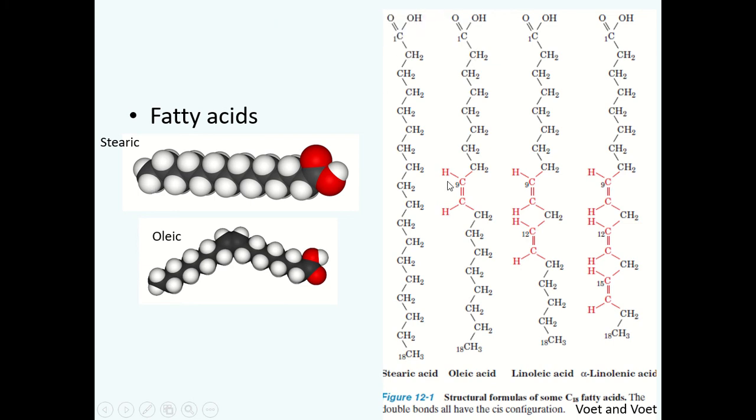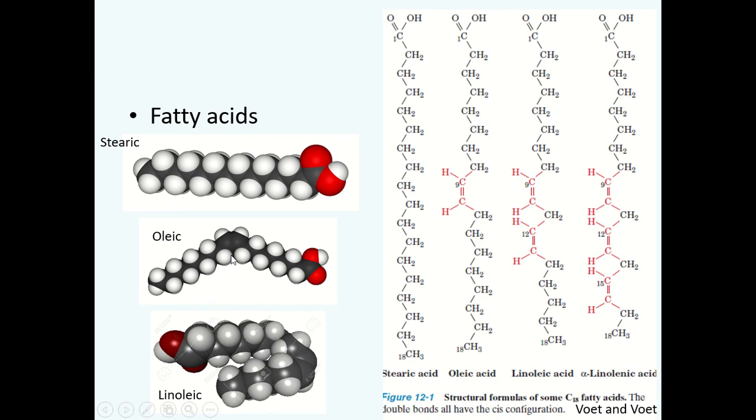Oleic acid contains one double bond, which is present between carbon 9 and 10. So the bond angle in this part of the molecule is different. You can see here there is a kink in this molecule, a bend in the molecule. And the bend is present because there is a double bond between these two carbons. And the bond angle here is 120 degrees. So therefore the presence of double bonds produces a kink or a bend in the molecule.